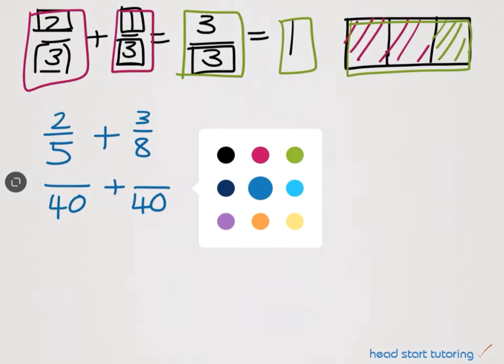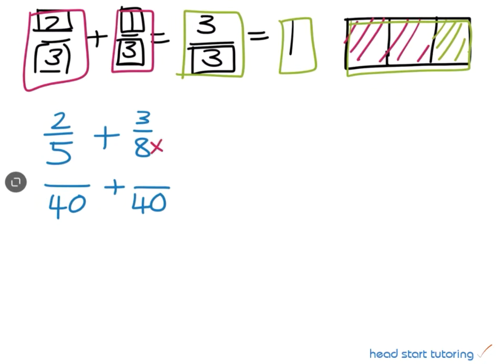Now we need to think, what did I do to my 8 to get 40? I multiplied it by 5. And what did I do to my 5 to get 40? I multiplied it by 8. And therefore, whatever we do to our numerator, we have to do to our denominator, and whatever we do to our denominator, we have to do to our numerator.